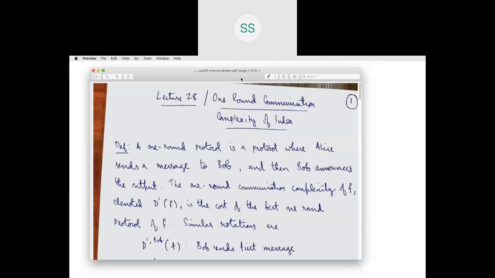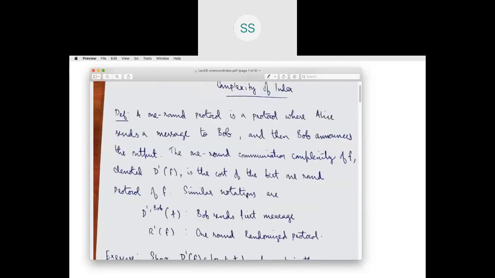So therefore, the complexity will be at least the complexity without this restriction, right? We are not allowing this back and forth, and we are insisting that it has to be done in one round alone. This is indicated as D superscript 1 of F, the cost of the best one round protocol for F. And similarly, there is D superscript 1, comma Bob, of F, where Bob sends the first message, right? But we will not be using this notation.